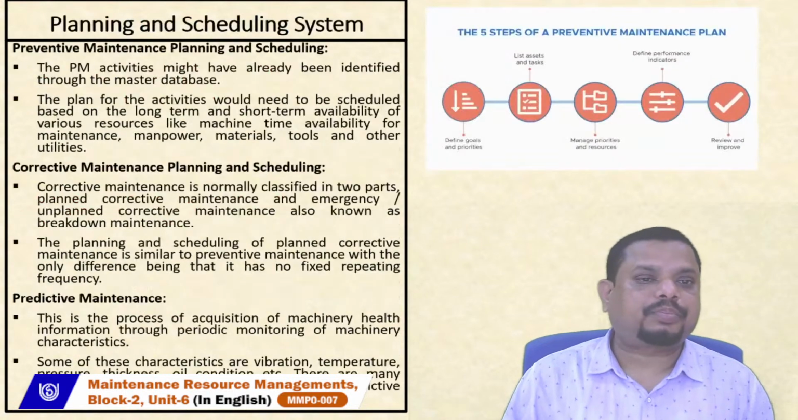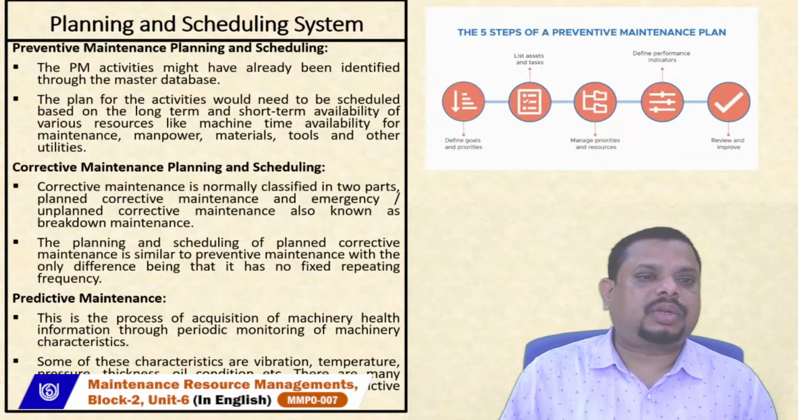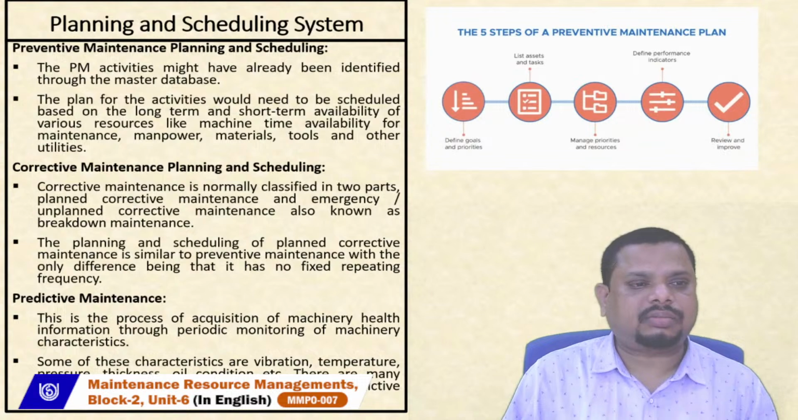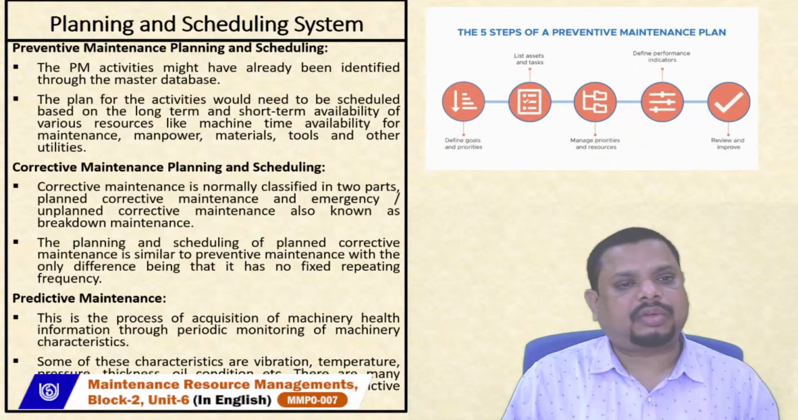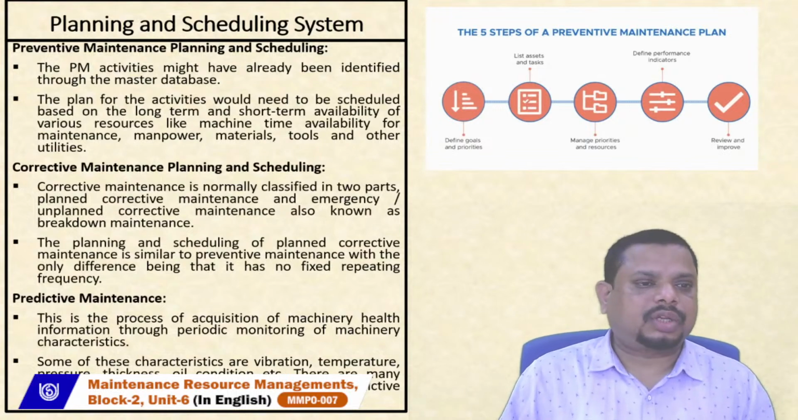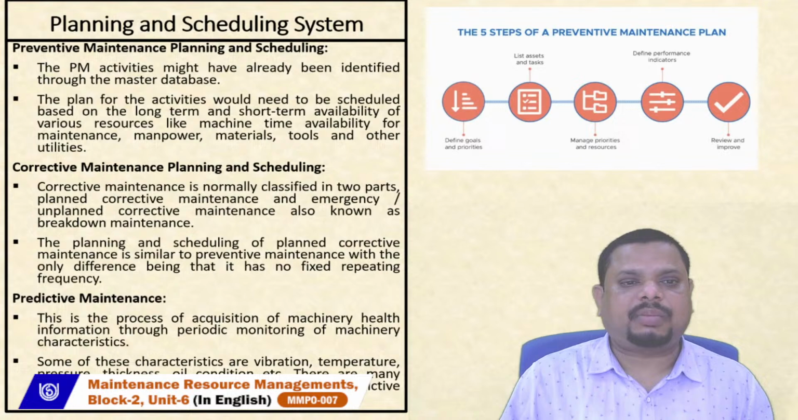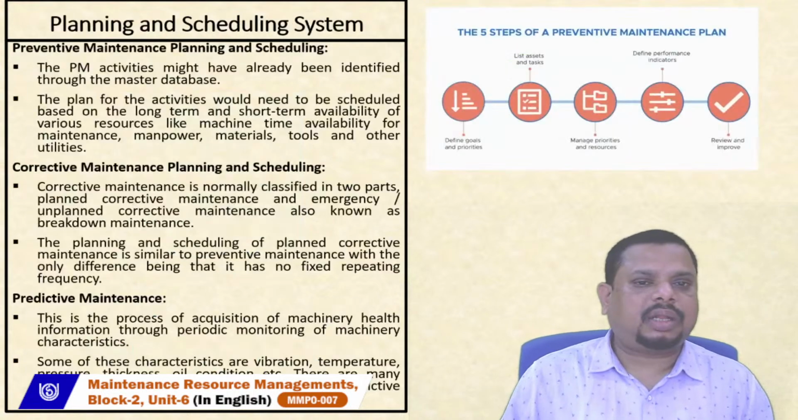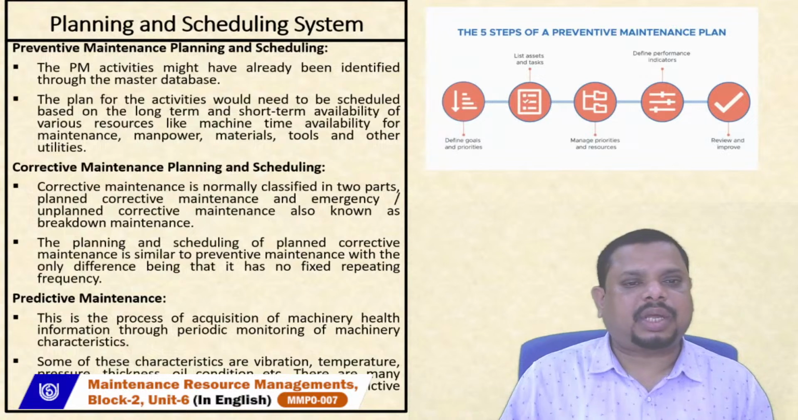Moving to the next one, we have planning and scheduling systems. The planning and scheduling system focuses upon the various maintenance plannings. The first, we have preventive maintenance planning and scheduling. The second, corrective maintenance planning and scheduling. The third, predictive maintenance planning and scheduling. We will discuss them one by one.